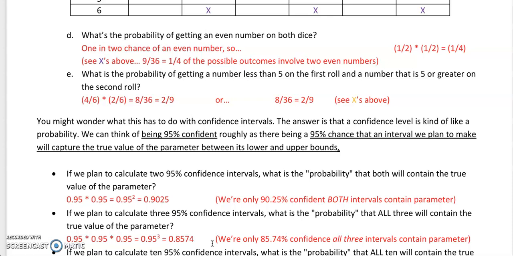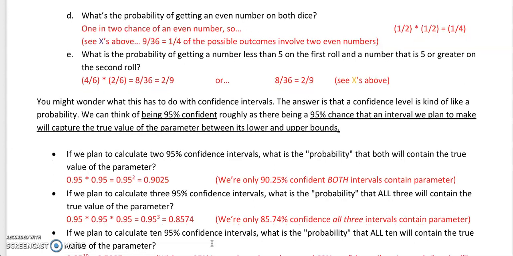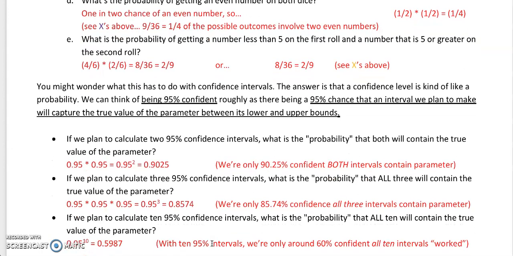And let's take it to a little bit of an extreme. Let's say I calculate 10 95% confidence intervals. Well, in that case, I'll do 0.95 times itself 10 times, which is 0.95 to the 10th power. And this is where we're really starting to see the problem. If I give someone 10 95% confidence intervals, I'm 95% confident in each individual one, but I'm only 60% confident that all 10 of them work.